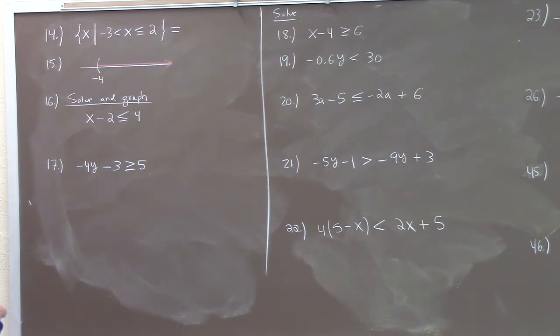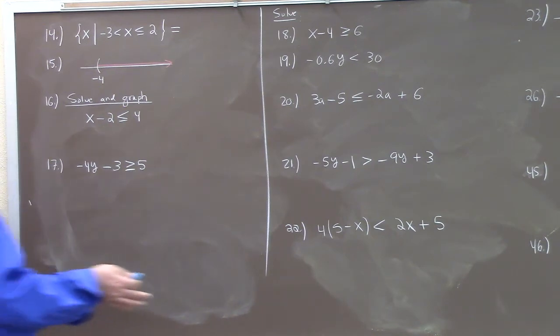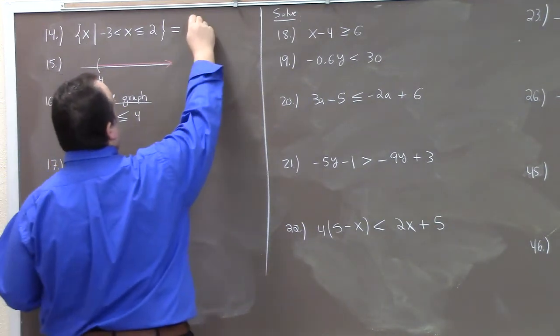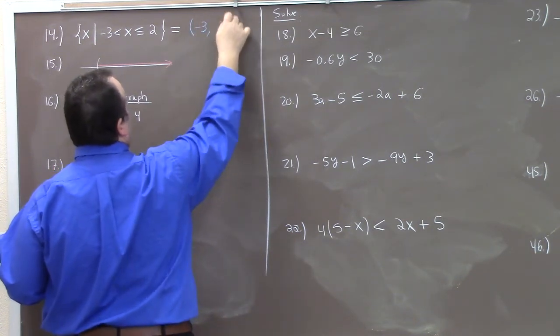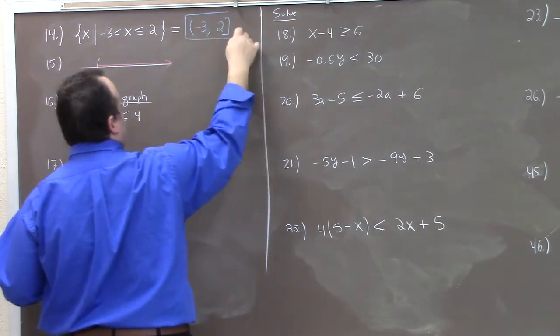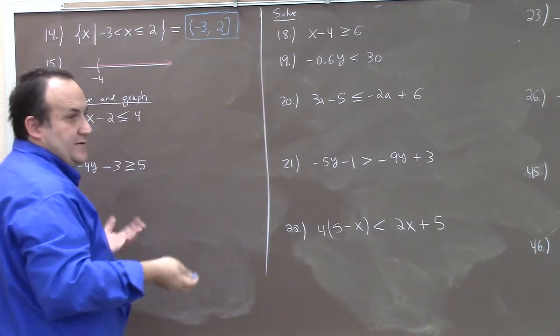So how about the first one? You guys tell me. What's the answer here? We're supposed to rewrite it in interval notation. This is a very simple problem. All we got to do is write -3 not included to 2 included. There you go. That is this set written in interval notation.